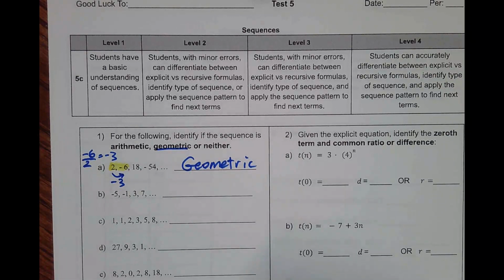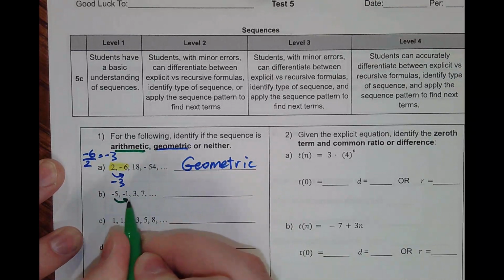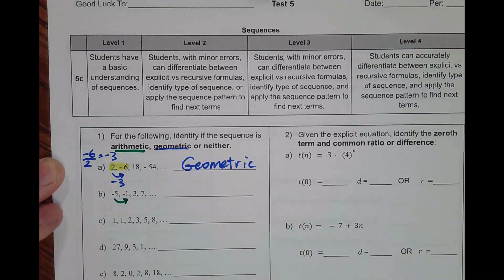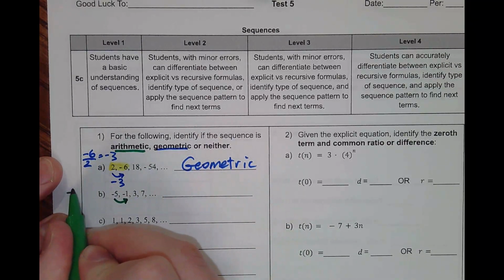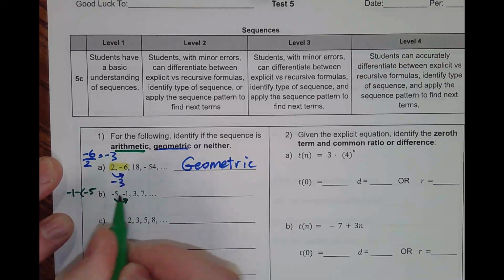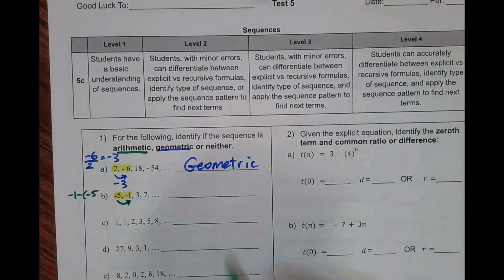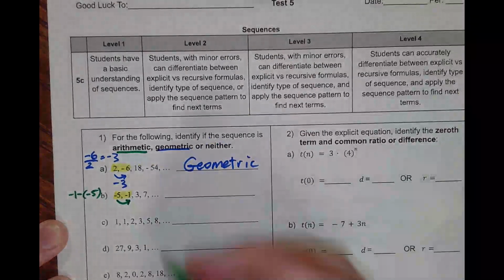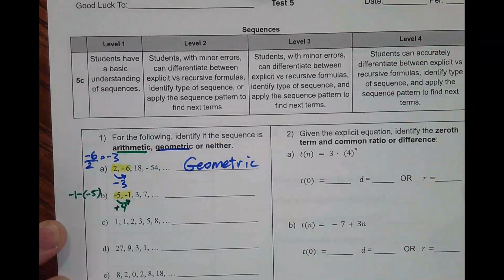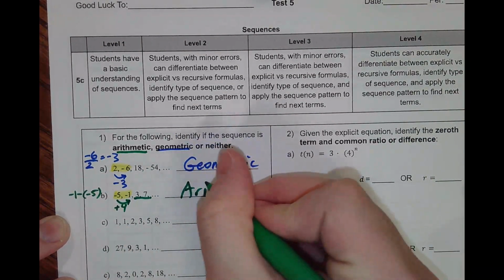Next one is going to be arithmetic. This one is adding a number consistently each time. What is it adding? We can figure it out by doing -1 minus the previous number: -1 minus -5 is going to be +4. This means these numbers are going up by 4. It's a little easier to tell here that the numbers are going up by 4, and this is going to be arithmetic.